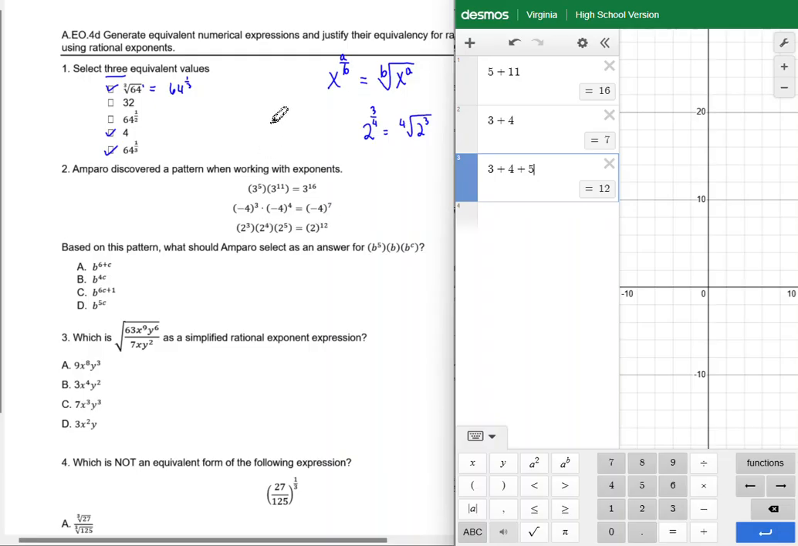So based on the pattern, what would Amparo select as an answer for this? They all have the same base of b, and make sure that you see there's a 1 here. So this is b to the power of 5 plus 1 plus c. So 5 plus 1 is 6 plus c. That's the answer right there.